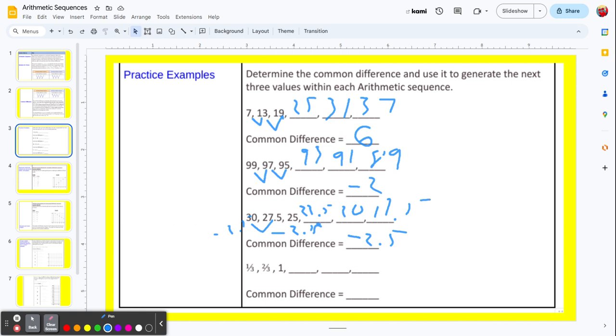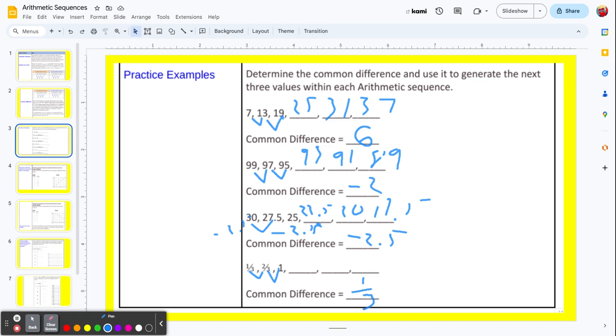Uh-oh, last one's got fractions. We can handle it. 1/3, 2/3, 1. So 1 minus 2/3, well, 1 is really 3/3, right? So 3/3 minus 2/3 gives us 1/3. And then 2/3 minus 1/3 also gives us 1/3. So our common difference is 1/3.